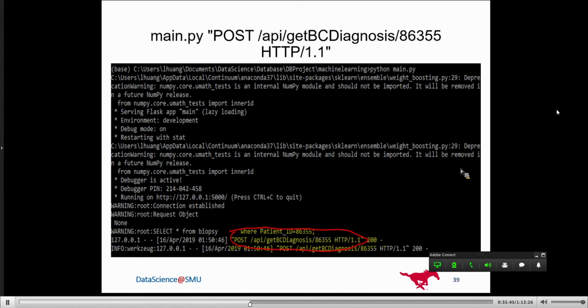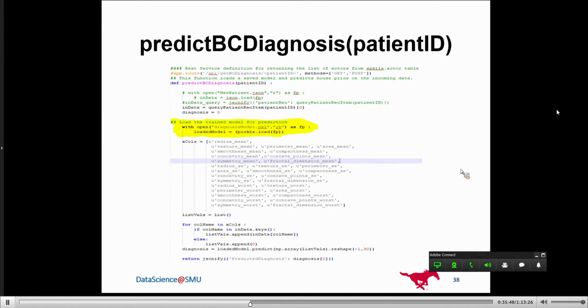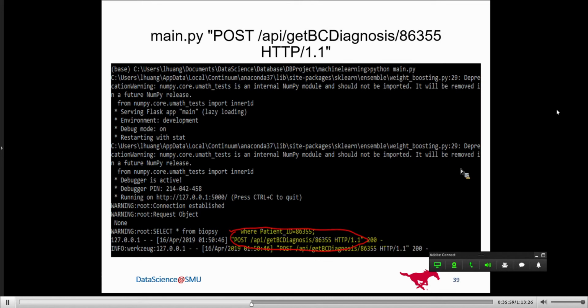Go back, please. In the middle, the highlighted area is where we load the trained model. Next page. This is the running screen where we run the main Python, and at the bottom of this page you can see that we are posting a request for patient ID 86355, and this is the display that is shown on the main side. Next page.